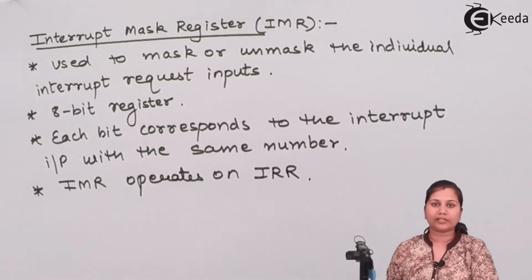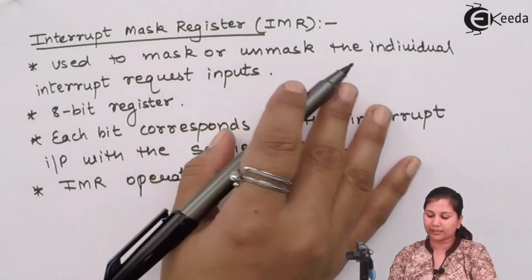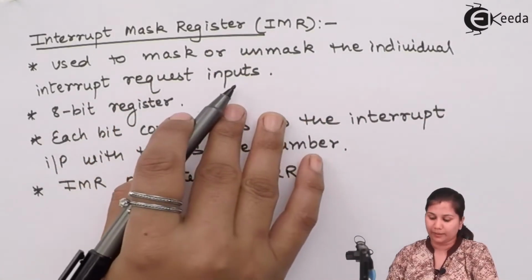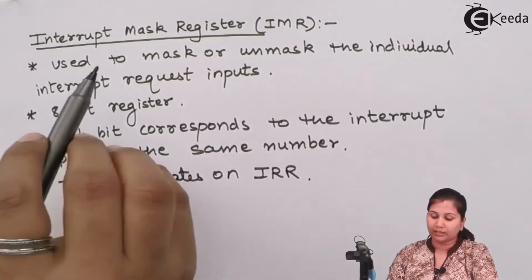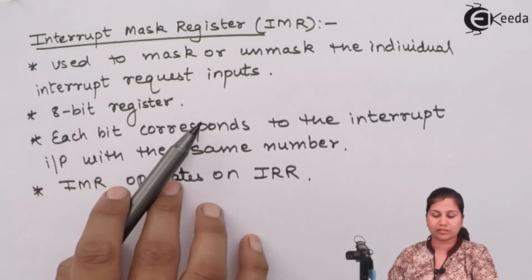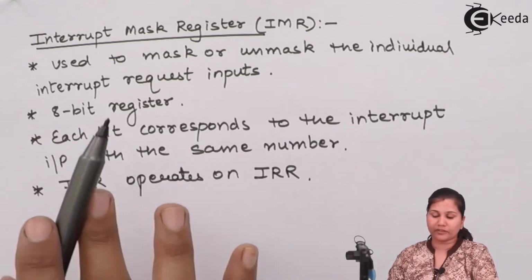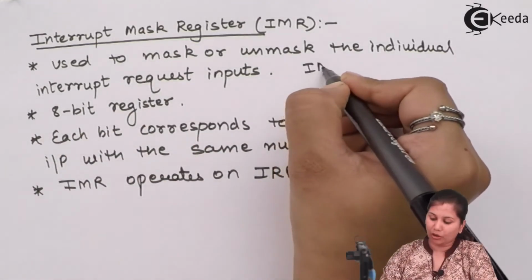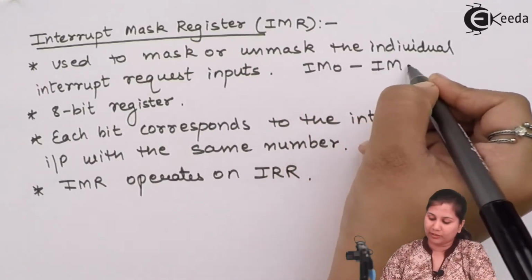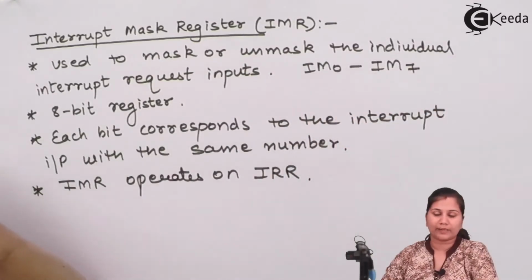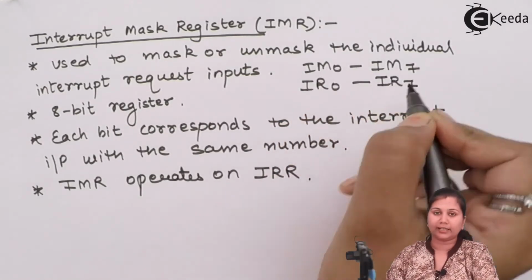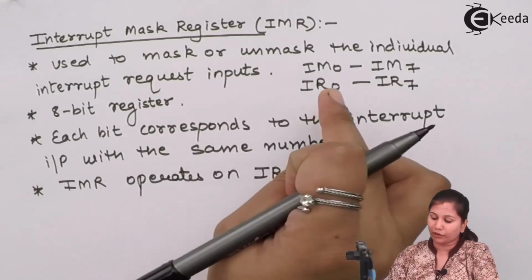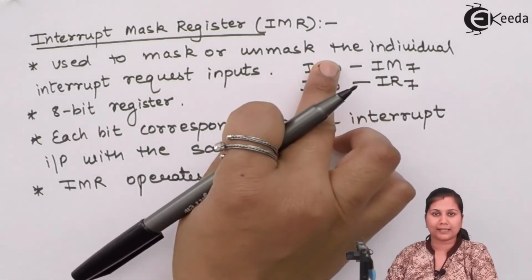So this IMR register is used to mask or unmask the individual interrupt request inputs. Mask means we are disabling the interrupt, and unmask means we are enabling the interrupt. Now this register is also an 8-bit register, so each bit of this register will be IM0 to IM7, just like in the interrupt request register we had IR0 to IR7 for the 8 interrupt requests. So for each interrupt request, we have the masking bit also.